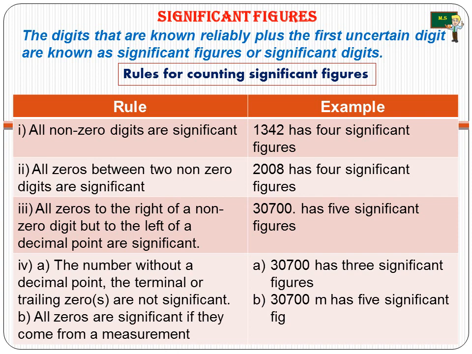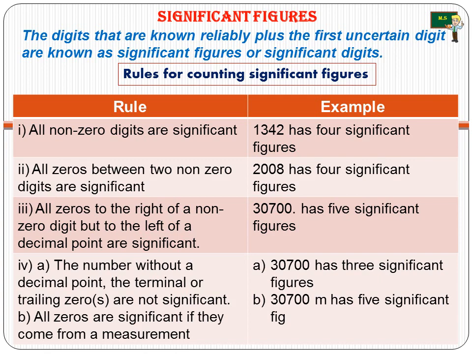Second rule, all zeros between two non-zero digits are significant. If you take 2008, here the zeros on their own are non-significant, but they are sandwiched between two significant figures. So the number 2008 has 4 significant figures.